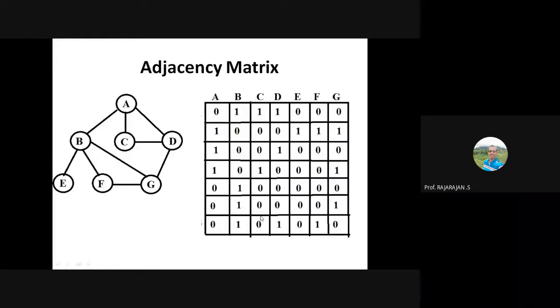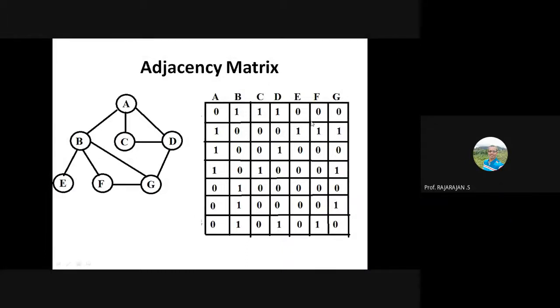Now the representation. How do you represent a graph? This is called an adjacency matrix. It's basically a two-dimensional array. You can see easily that it shows 0 whenever they are not adjacent. For example, A and A are not adjacent, so it's 0, whereas A and B are adjacent, so you represent it with 1. Similarly, A to C there is a path, so you put 1 here.